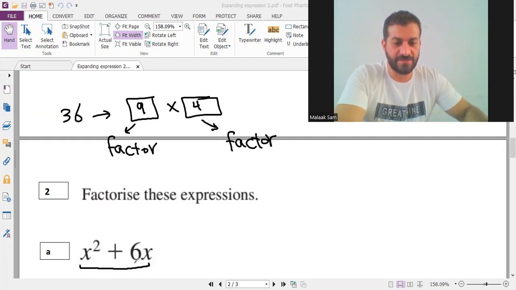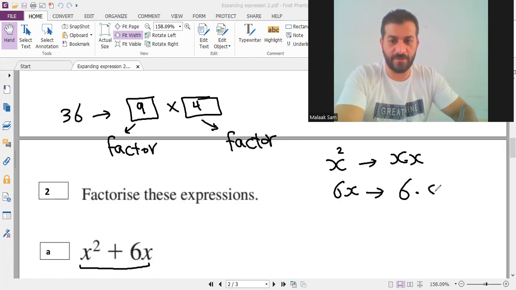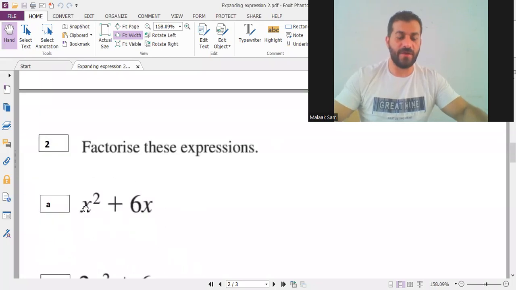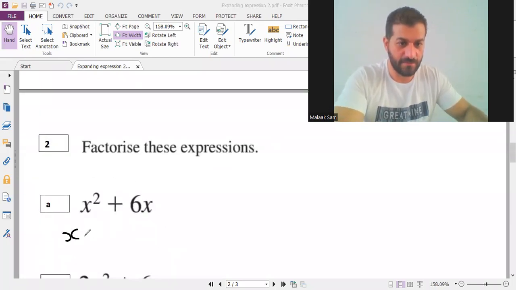You know, in this case, you should know the meaning of x squared. X squared means x multiplied by x. Okay. And 6x means what? Means 6 multiplied by x. Let's analyze it again. The meaning of x squared is x times x, plus 6x, which is 6 multiplied by x.